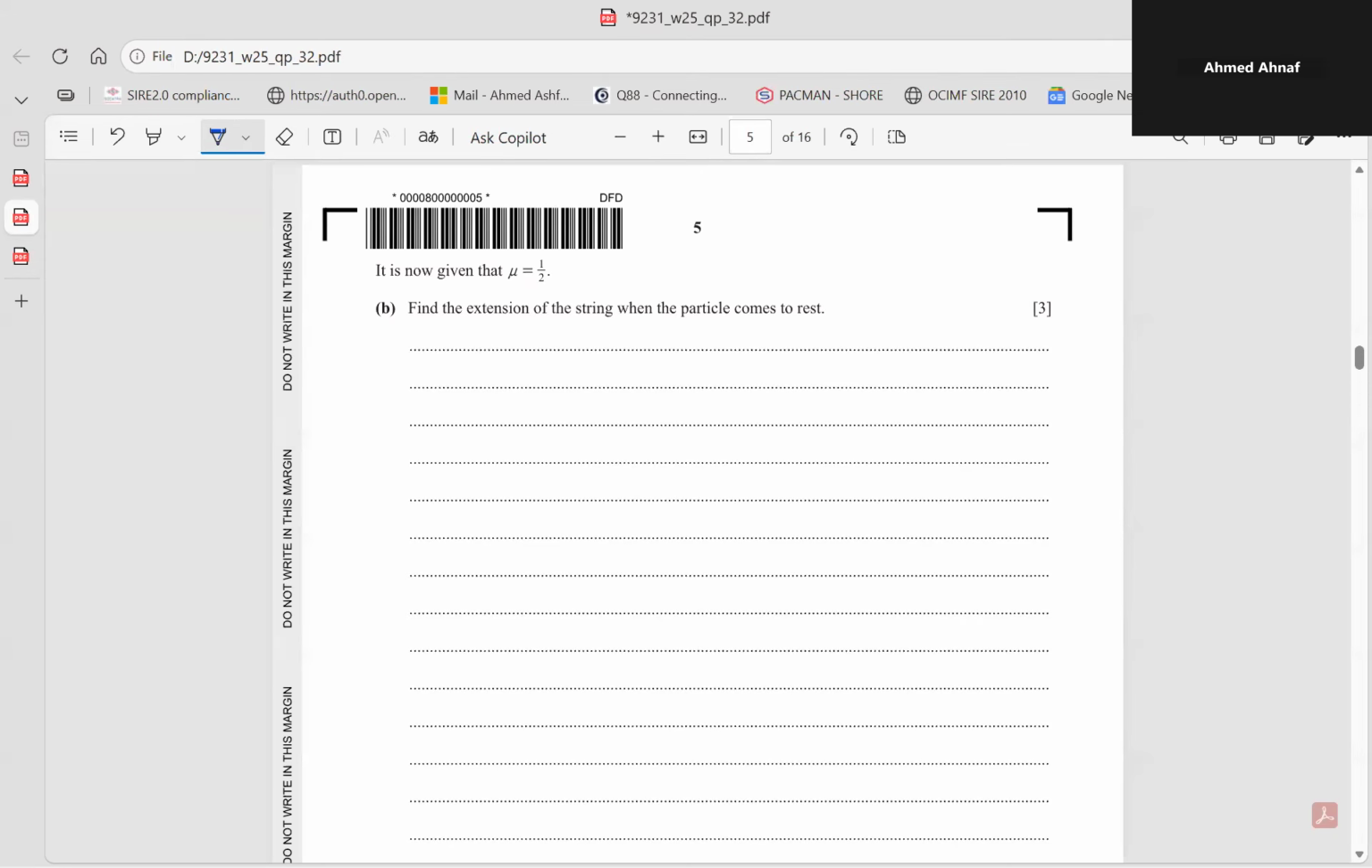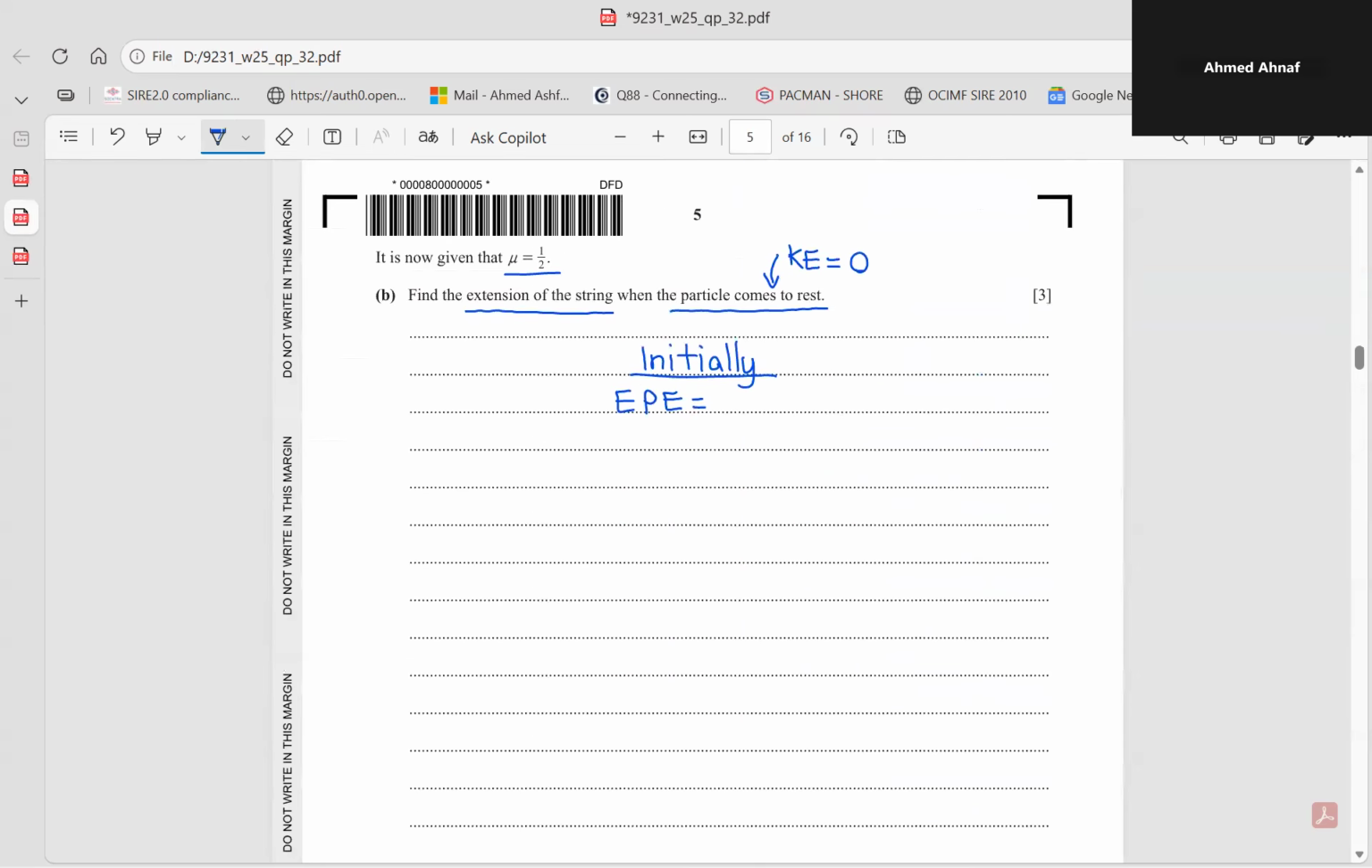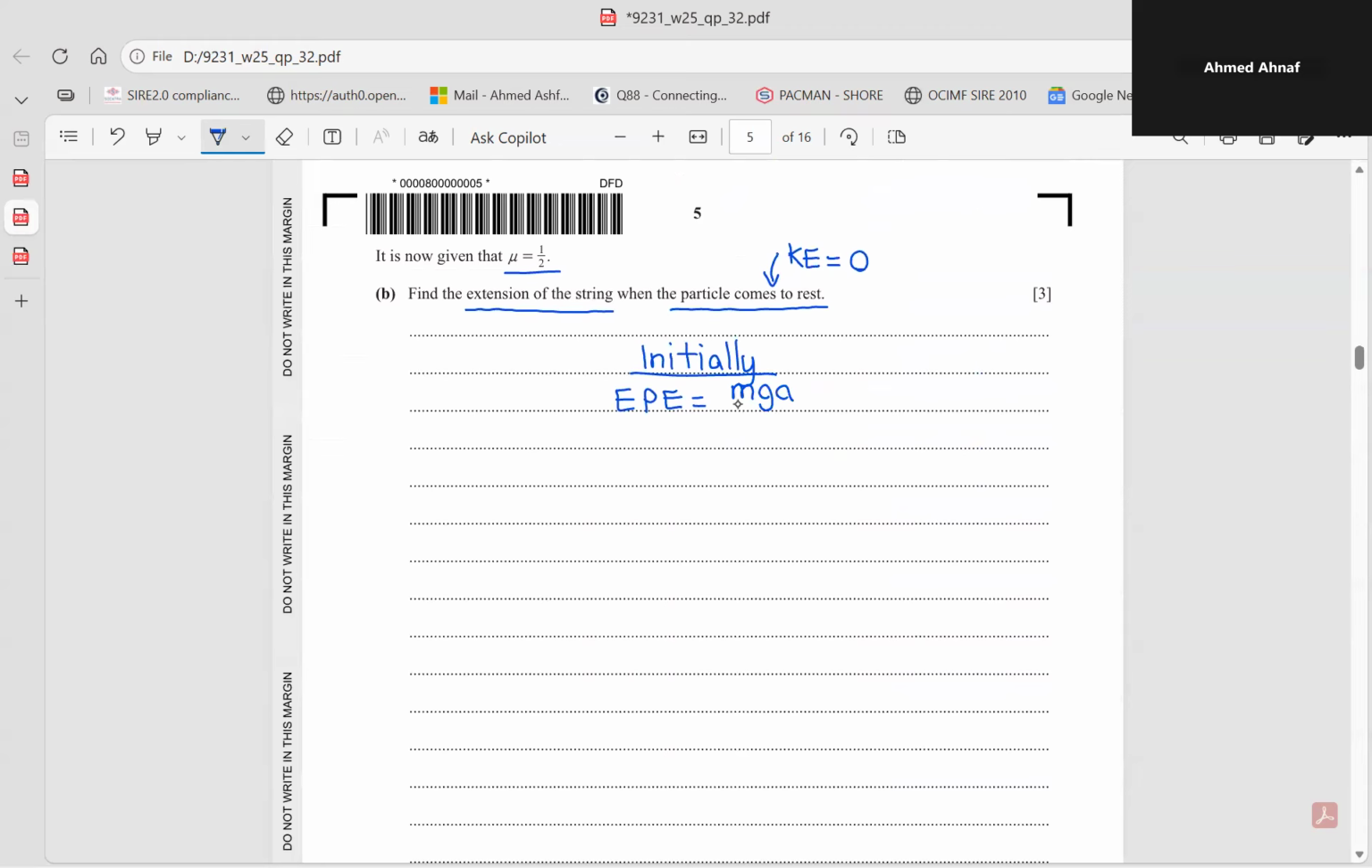Now for the second part, we are told that mu is equal to 2, and using this, we need to find the extension of the string when the particle comes to rest. So that means KE is obviously equal to 0. Again, we have to use conservation of energy. Let's write down the total initial energy. Initially we already established that there's only elastic potential energy, which is mga over 9, and that's the only energy.